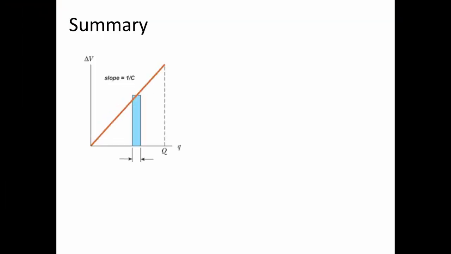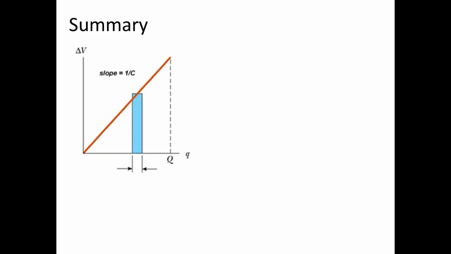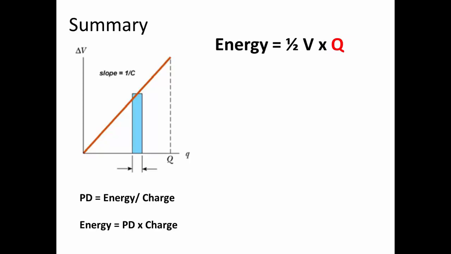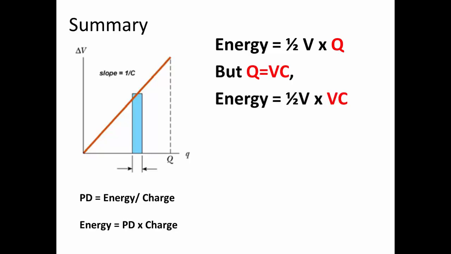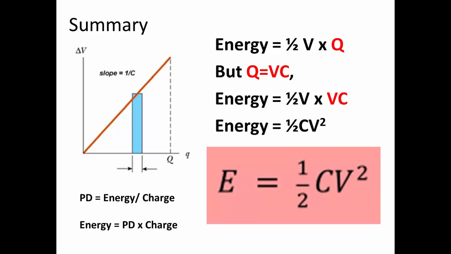So the summary. This is a graph of the potential difference against charge on the plates. The energy is equal to PD times by charge. However, in this case, the area is half of this area, which is a triangle. So it's half V times Q, but Q is equal to VC. Energy is equal to half V times by VC. So the energy is half CV squared. So this is basically the energy stored on a capacitor.